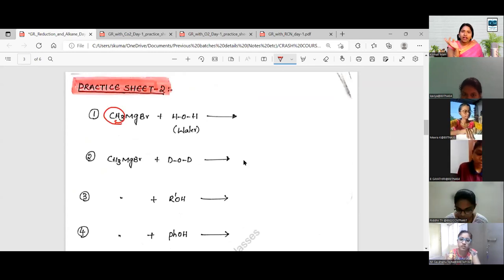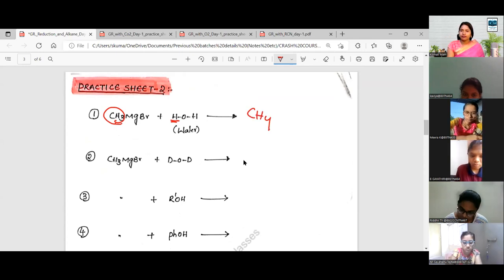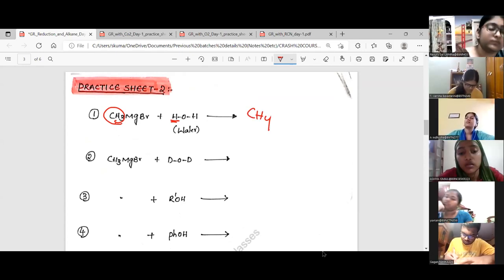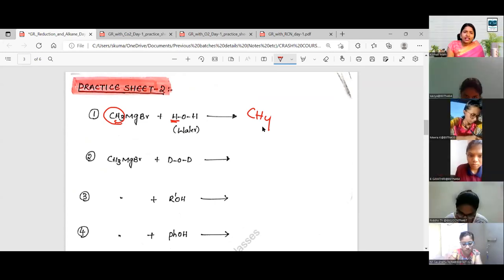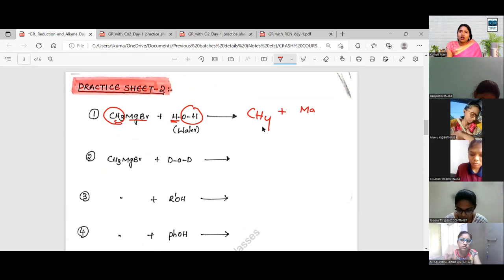This is CH3 minus. Water is having acidic hydrogen. CH3H, CH4 you get, methane gas. Remaining is a side product. You need not write, for example, MgBr and OH. If you want to write, you can write MgBr plus and OH minus. But this is the main product. Methane gas is your main product.